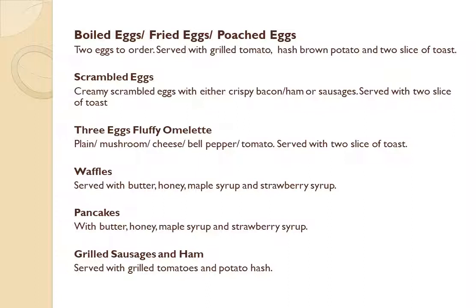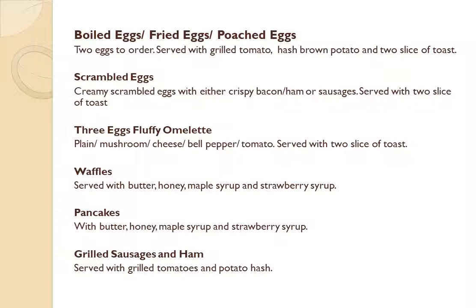Likewise, while taking the 3 egg fluffy omelette orders, you will have to ask the guest, sir, would you like to have plain, mushroom, cheese, bell pepper, or tomato omelette? If the guest is going to pick, okay, serve me mushroom and cheese omelette, then you'll have to take that order. Along with that, you will have to take the preference of the slice of toast. In the slice of toast, again, the basic order will be either whole wheat bread toast or white bread toast.